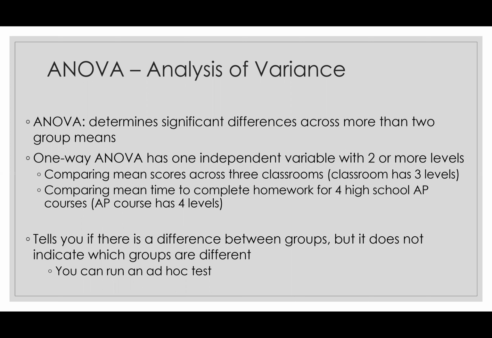So you could have AP Course 1 be significantly different from AP Course 2 in terms of the time it takes to complete the homework, but you might have AP Course 1 take roughly the same amount of time to complete the homework as AP Course 3, right? So you might have one comparison where there is a significant difference, and another comparison where there is not a significant difference. And again, the ANOVA test by itself does not tell you which groups are significantly different. You have to run an additional test to tell you that.